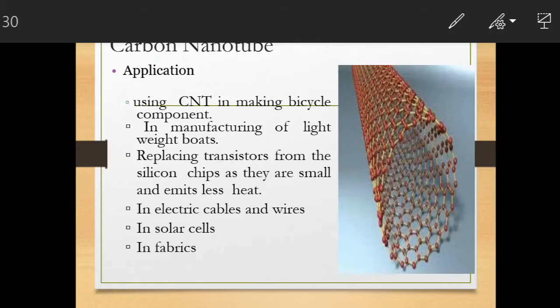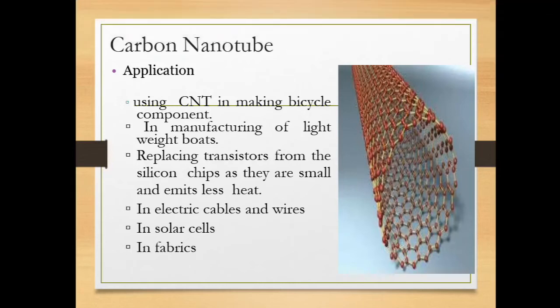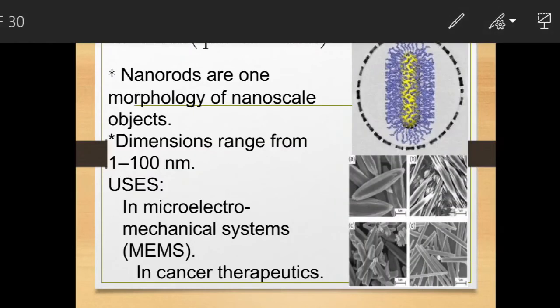Then we have the nanorods or the quantum dots. Nanorods are one morphology of nanoscale objects. Dimensions range from 1 to 100 nanometers. What will be the uses of this? They are used in microelectromechanical systems or MEMS. They are also used in cancer therapeutics.